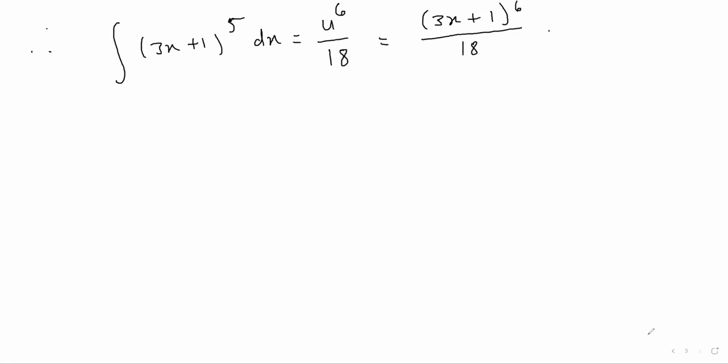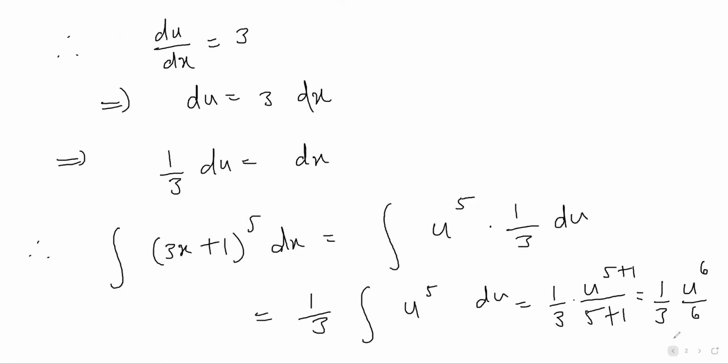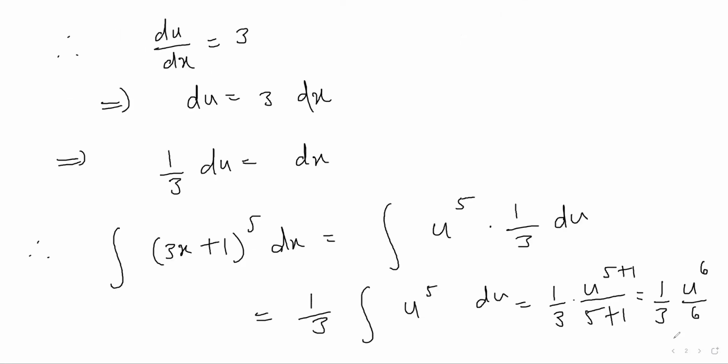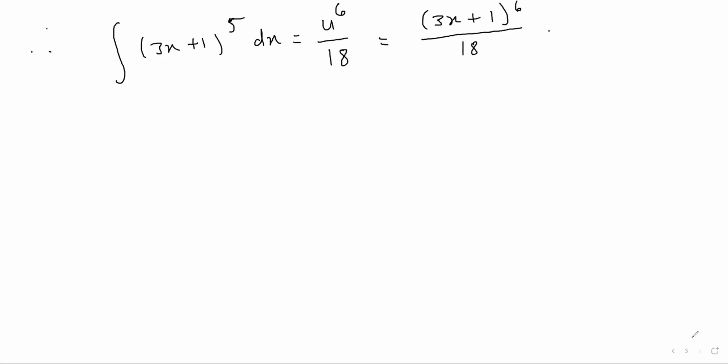But as I said before, we are evaluating this indefinite integral as a means to an end, to evaluate the definite integral of this function, which is the integral from 0 to 1. Now, since we have the indefinite integral, we can go ahead and evaluate the definite integral. We say, therefore, the definite integral from 0 to 1 of the same function, (3x plus 1) to the power of 5 with respect to x, is now equal to the following.